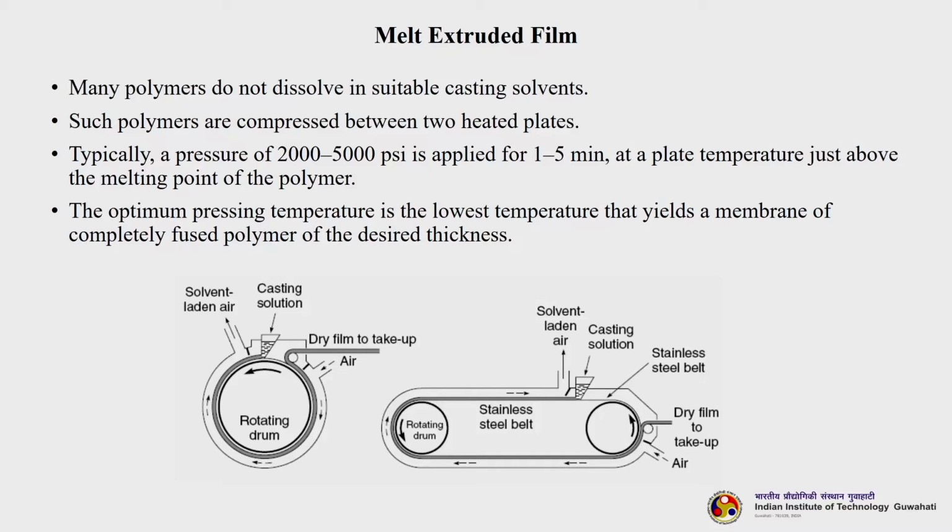Now, many times, if the polymers which I want to use for this non-porous membrane preparation are available in the form of small beads, then we need to decrease the particle size. So, we can go for some pressing or grinding, and then we can put it under the blades. The optimum pressing temperature is the lowest temperature that yields a membrane of completely fused polymer of the desired thickness. Basically, we want temperature and pressure in such a way that the entire polymer material supplied between these two plates has melted and resulted in the desired thickness.